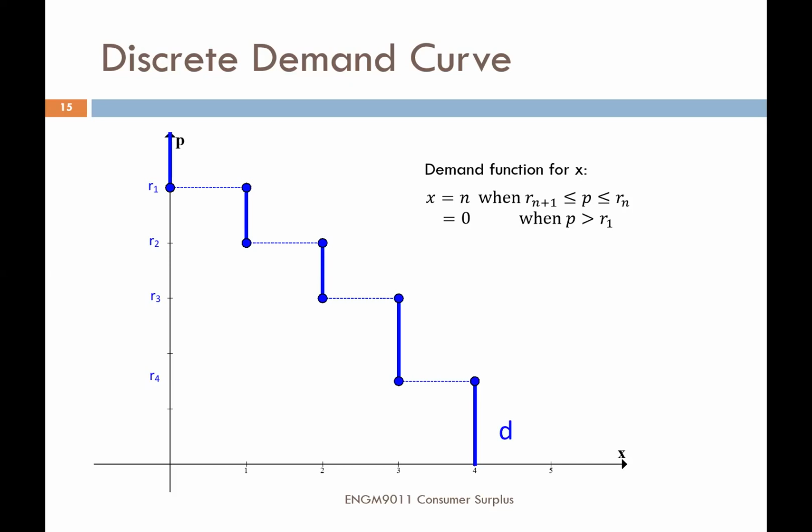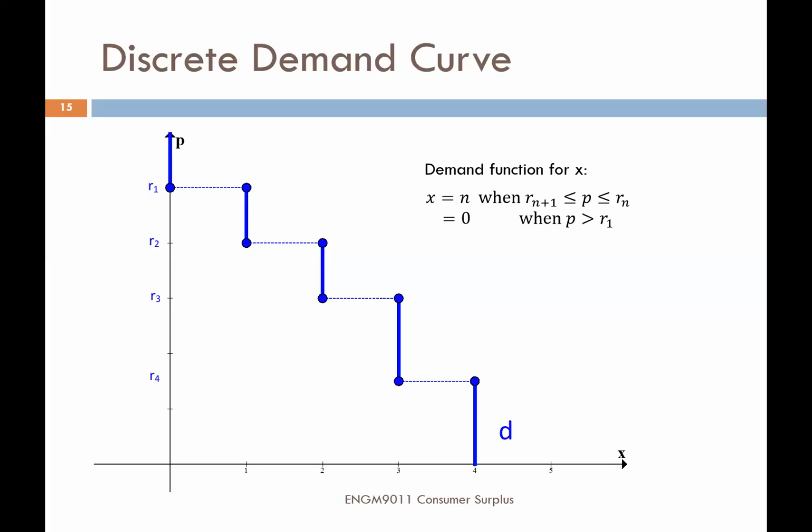So that horizontal dotted line is not part of the demand curve, right? You can't actually consume fractional components. It's a discrete demand curve. So it's just jumping from one vertical segment to another vertical segment down the demand curve. All right.